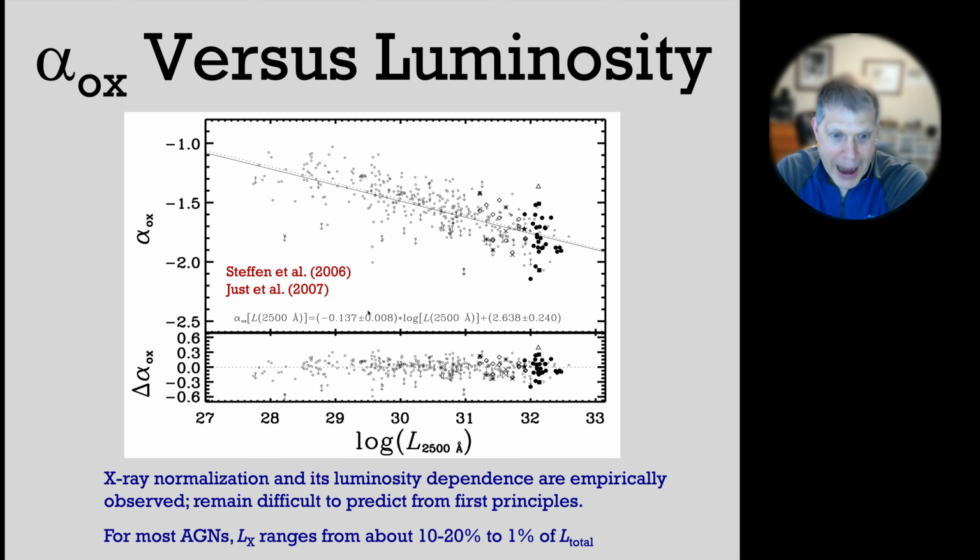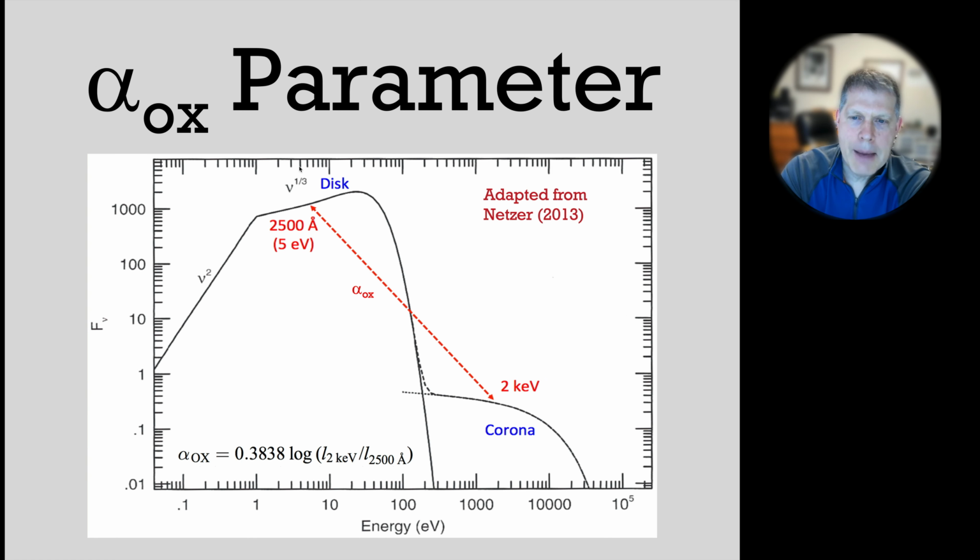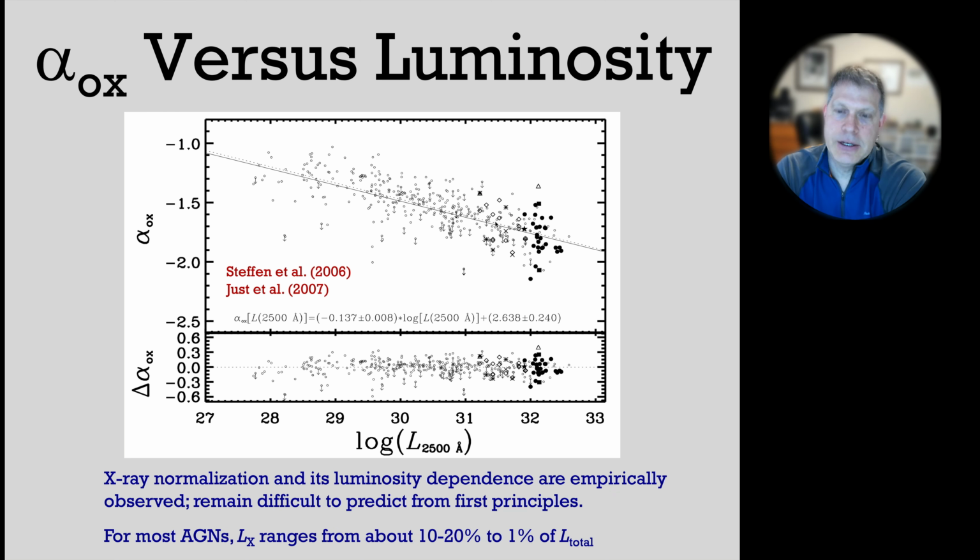Then, what does this mean in practical terms? Well, for most active galactic nuclei, if you look at the total X-ray power from this coronal structure, it ranges between about 10 to 20% at the lower luminosities, down to about 1% at the higher luminosities, of the total AGN's luminosity. So the X-ray contribution is not dominant to the total power. It's like 10 to 20% at low luminosities, and goes down to just a couple percent at the very high luminosities. So that's this alpha OX parameter, and that basically is how strong this corona component is compared to the disk. That's how strong it is, as best we can measure it.